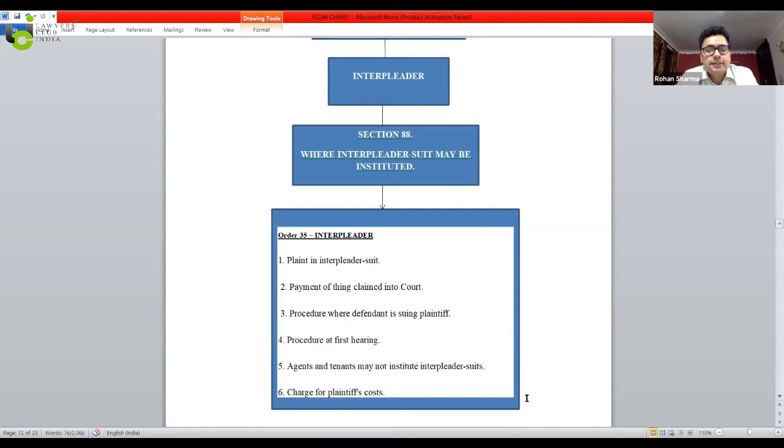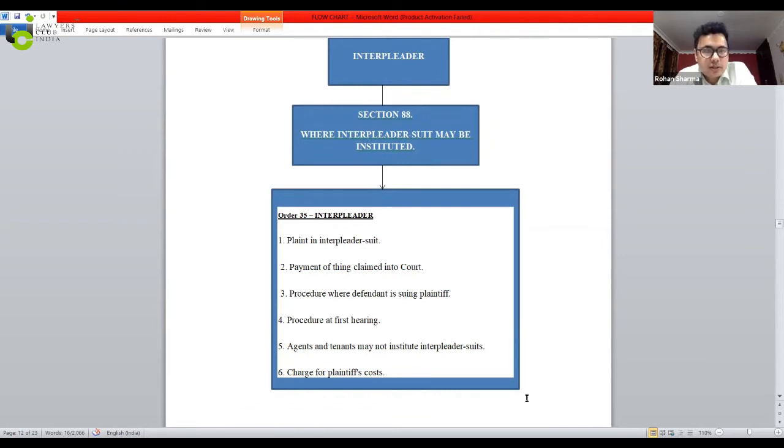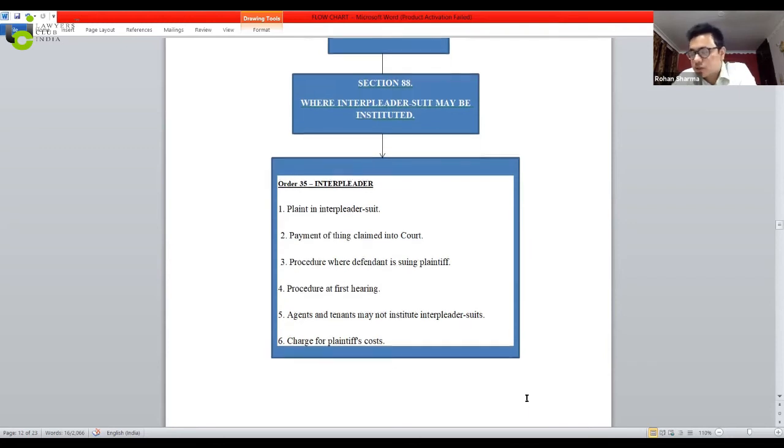Now A in this circumstance has the power to file an interpleader suit to ascertain which of the two is the rightful person to whom he should give away that claim. So, what are the modalities of the plaint in such circumstances, what is the procedure to be followed, what is the procedure at the first hearing, what orders can be made as regards costs, things like that, are dealt with under Order 35, read with Section 88.